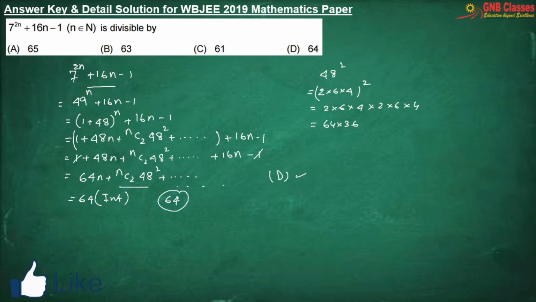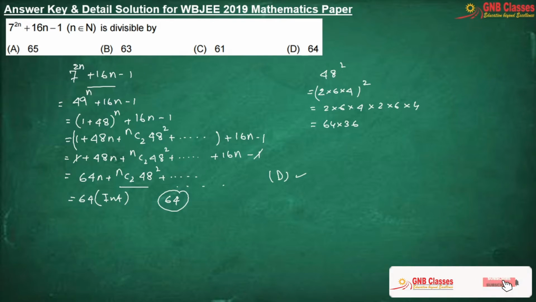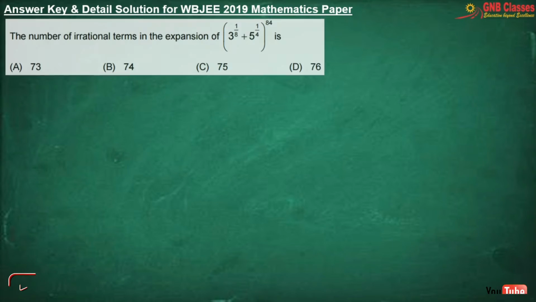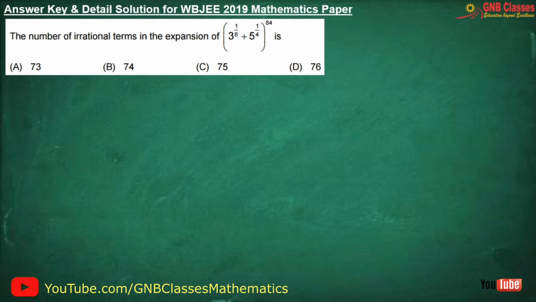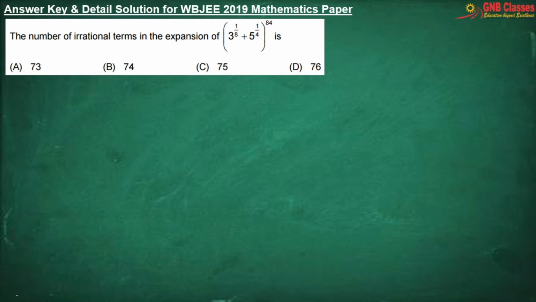Again, this problem is pretty simple. You people have all done this kind of sums in your boards class. Okay, let us move to the next problem. The number of irrational terms in the given expansion. Let us find the general term for this expansion.